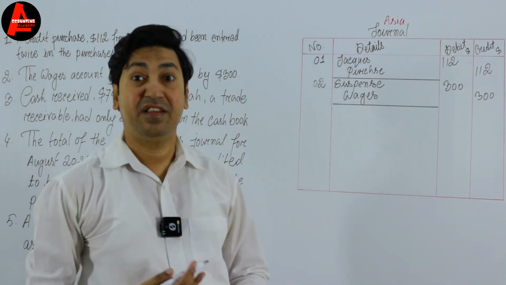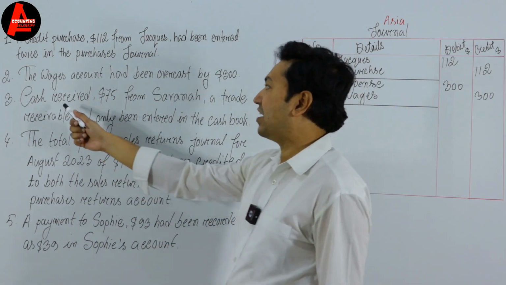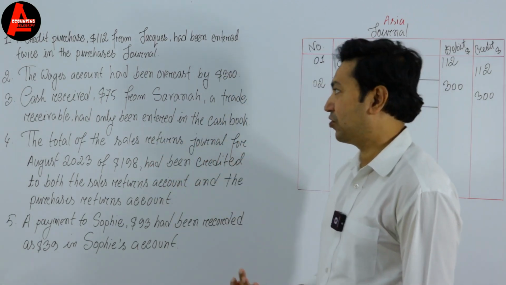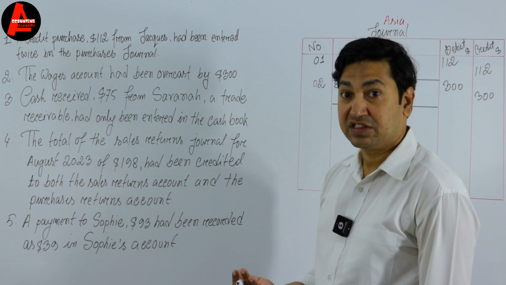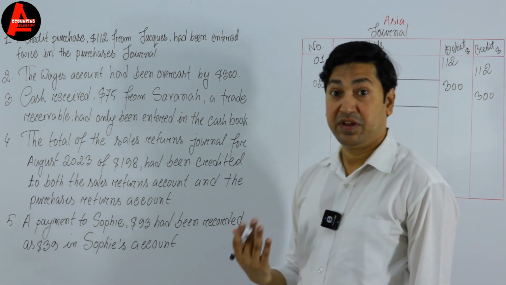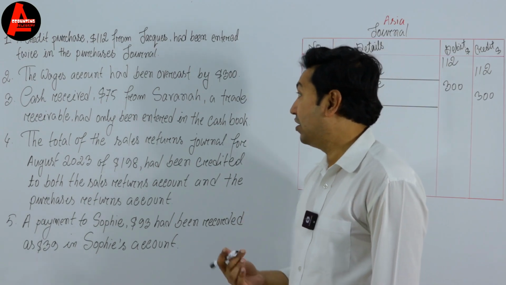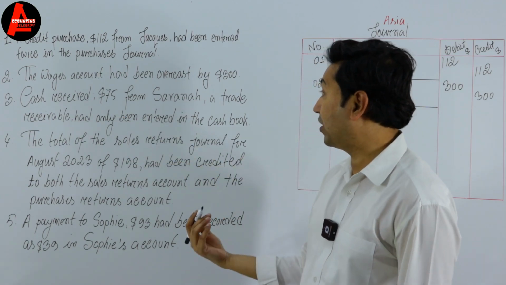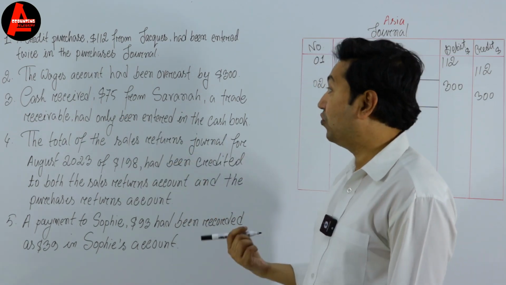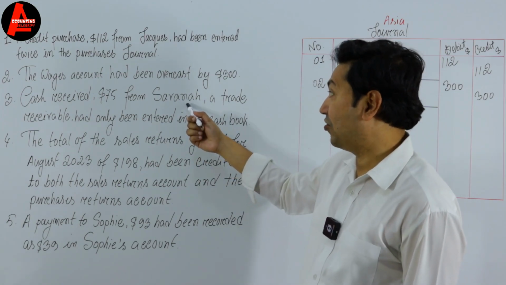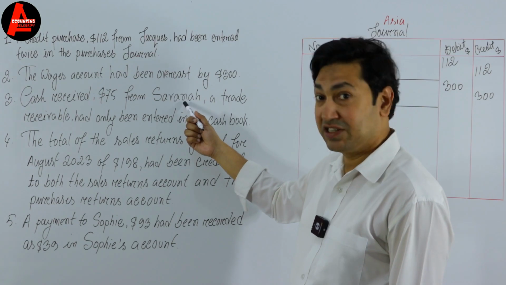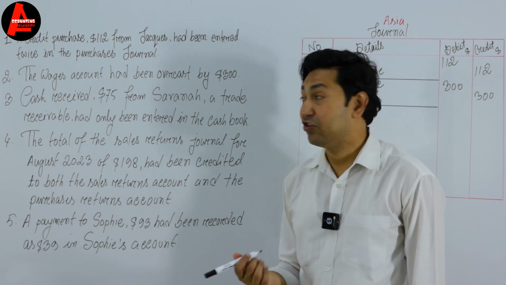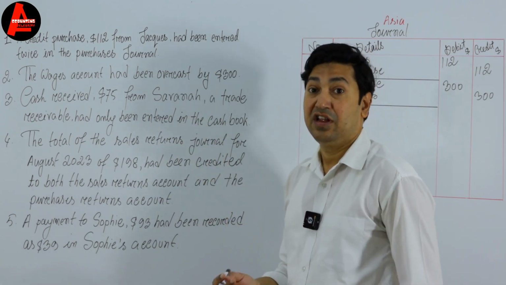So next one is here, number 3. What is written here? Cash receipt of $75 from Savanah had only been entered in the cash book. You know every transaction has 2 effects. One will be debited and another one will be credited. Here we just received the cash $75. We recorded it only in the cash book, but we did not record it in Savanah's account. So we received from the trade receivable, the customer, but we did not record any entry in this customer ledger.